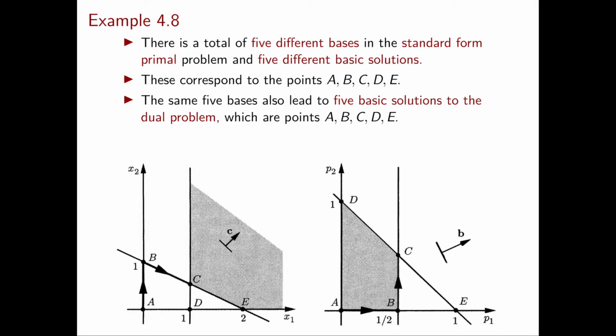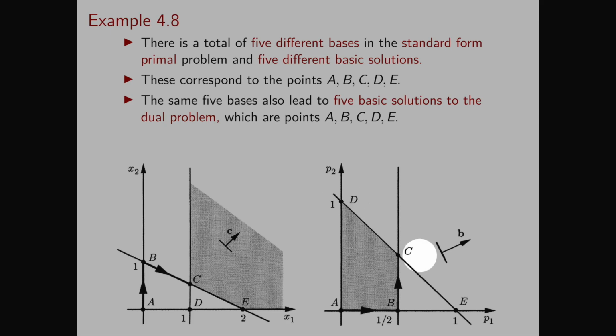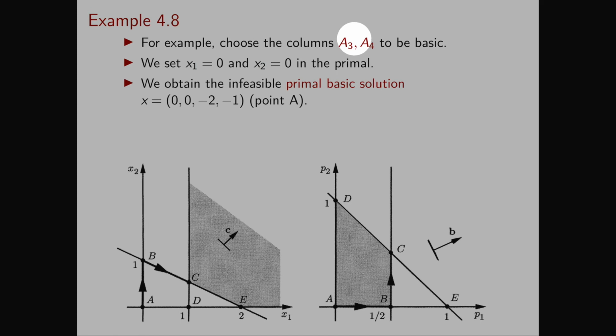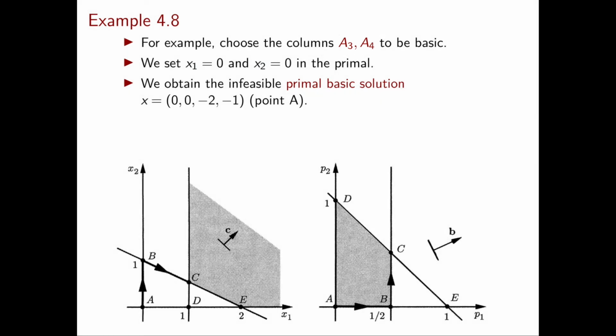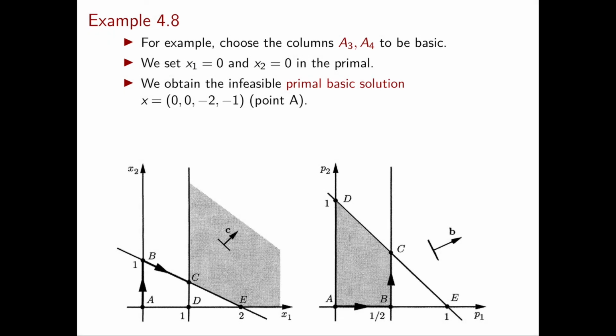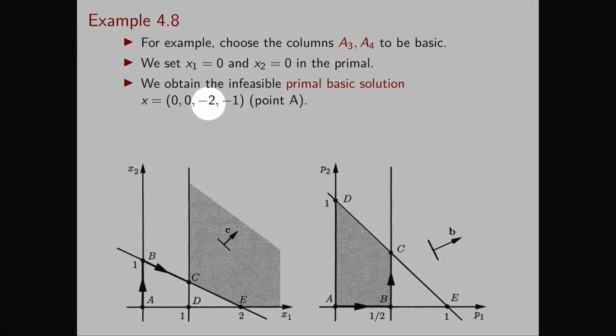The same 5 bases also give us 5 basic solutions to the dual. In the picture they are A, B, C, D, and E. Let's look at one of these bases, the one formed by the columns A3 and A4. The corresponding primal basic solution is obtained by setting x1 and x2 to 0, and the primal basic solution that we obtain is 0, 0, minus 2, minus 1. In our two-dimensional picture of the primal, remember we threw away x3 and x4, so this is the point 0, 0, which is the point A.